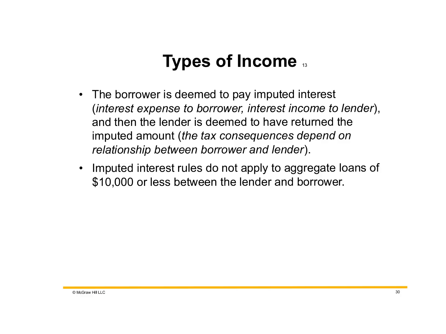And then for imputed income, an important thing to keep in mind, I'll make it a highlighter: imputed interest rules do not apply to aggregate loans of $10,000 or less. So if you're looking at a problem, if the loan is $10,000 or less, then we don't need to worry about imputed interest rules.